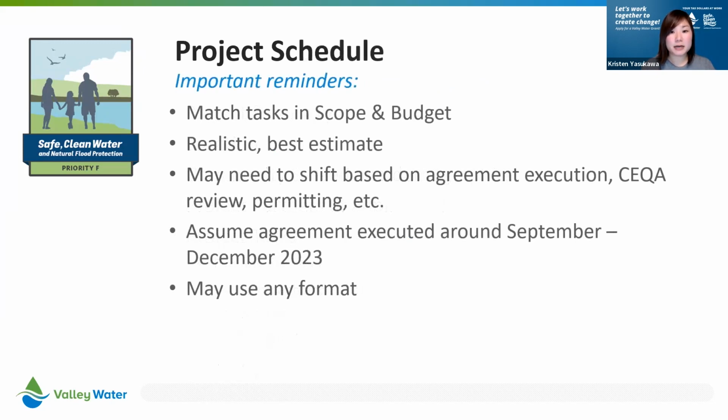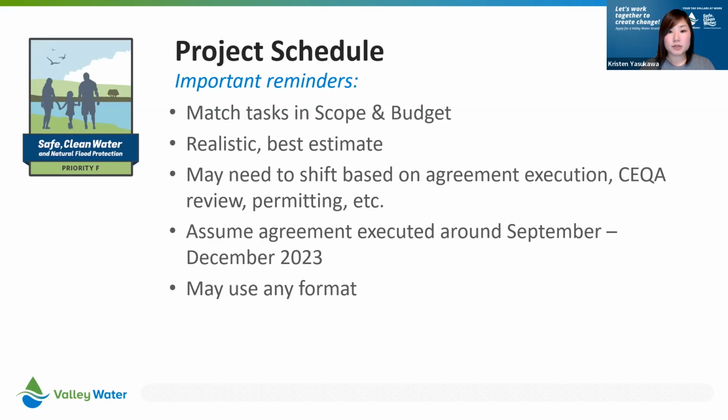And this one is about the project schedule. The project schedule needs to be a separate document from the project scope. And it's really going to be the document that shows the same tasks that were in the scope. So you'll use the same tasks, the simpler the better, and then put together a realistic time frame. This will help demonstrate that your project can be completed within the 5-year agreement term.